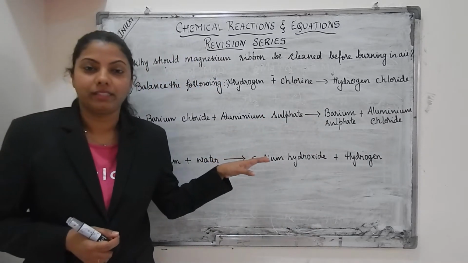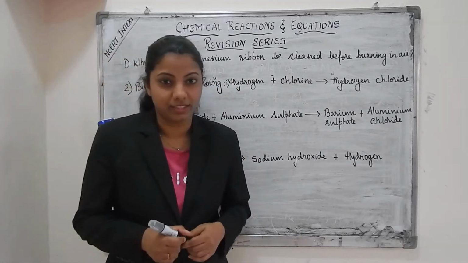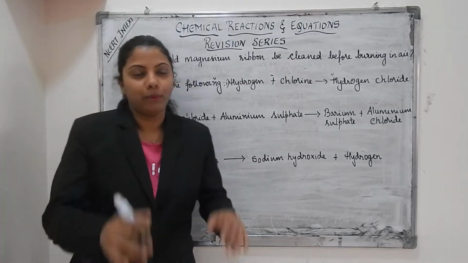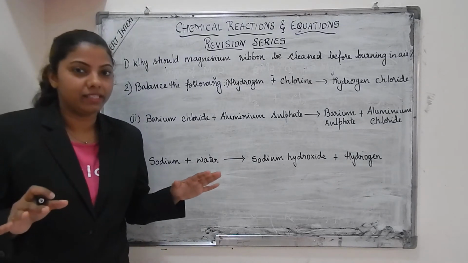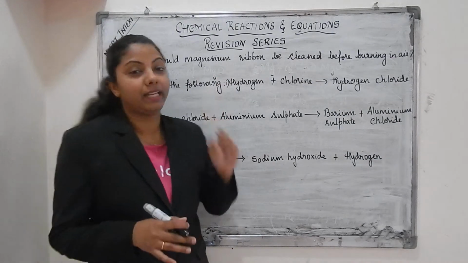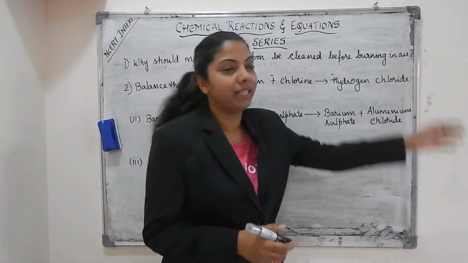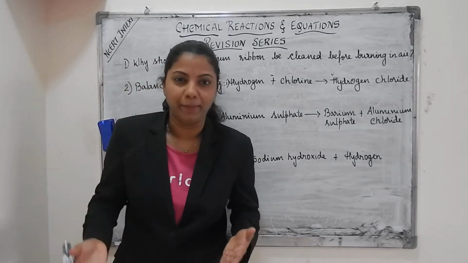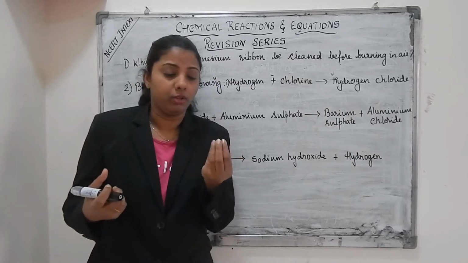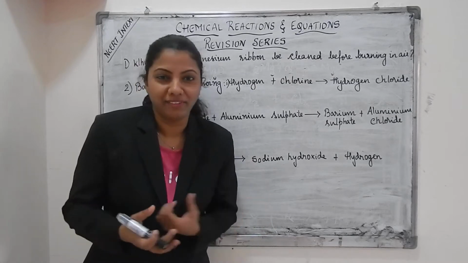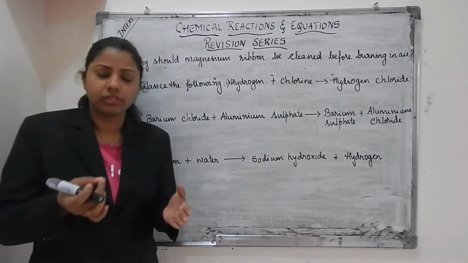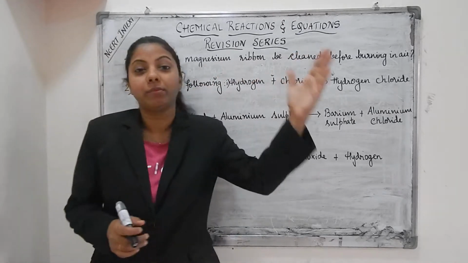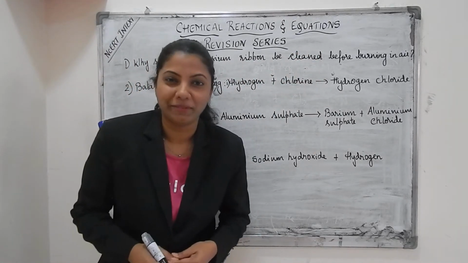So I will be starting with the chapter Chemical Reactions and Equations. First of all, we will do the NCERT in-text questions. The first question is a very simple one: why should magnesium ribbon be cleaned before burning in air? When magnesium ribbon is held to the flame, it starts burning with a dazzling white flame. But if you just hold the magnesium ribbon as it is, it won't catch fire. So that's why they are asking, why should it be cleaned before you hold it to the flame?